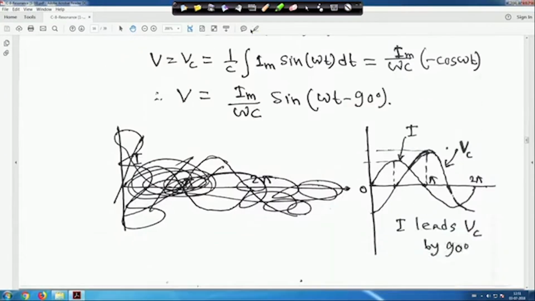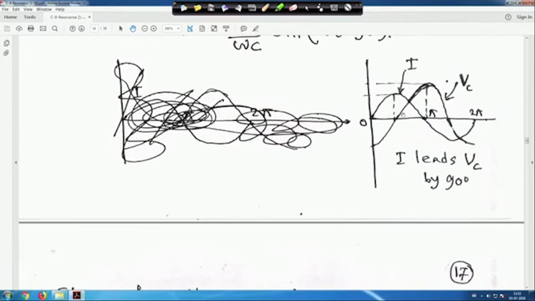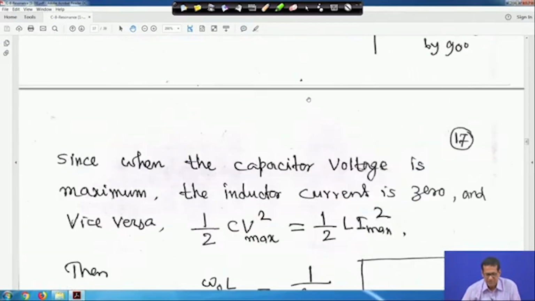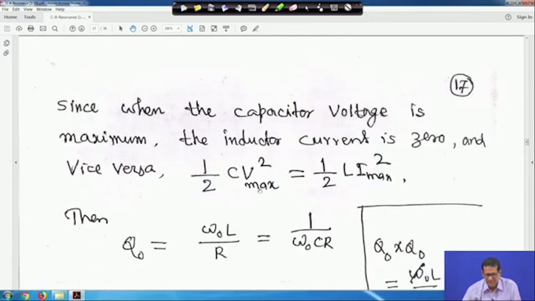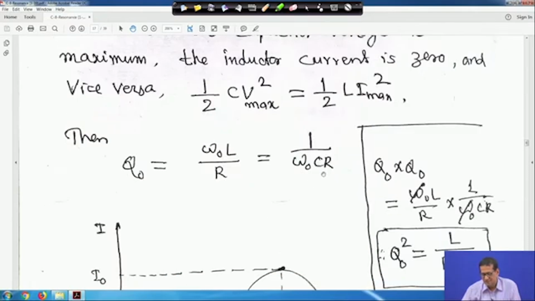Therefore, when the capacitor voltage is maximum, the inductor current is 0 and vice versa. When the capacitor voltage is 0, the inductor current is maximum, and when the inductor current is 0, the capacitor voltage is maximum. From that we can write that half C V max square is equal to half L I max square, from which we get Q 0, which may be written as omega 0 L upon R, that is, 1 upon omega 0 C R.